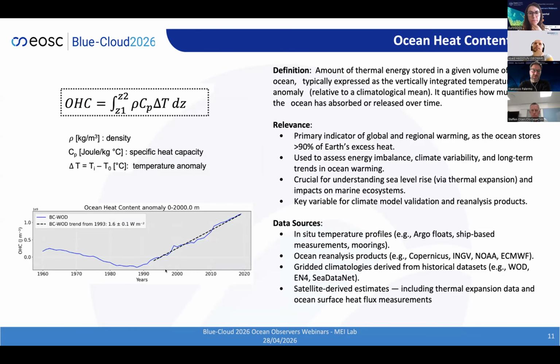Another indicator is the ocean heat content, which is defined as the amount of thermal energy stored in a given volume of the ocean, typically expressed as the vertically integrated temperature anomaly. It quantifies how much heat the ocean has absorbed over time. Its relevance is that it is a primary indicator of global and regional warming. It is used to assess the energy imbalance, climate variability, and long-term trends in ocean warming, and it's crucial for understanding sea level rise. It's a key variable for climate model validation and analysis products.